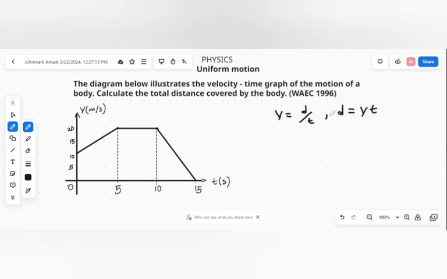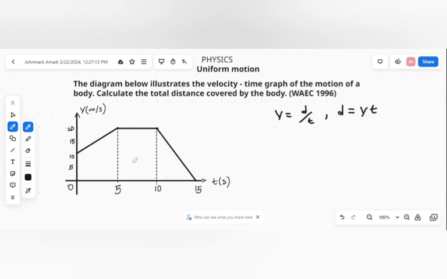So what am I driving at? What I'm trying to say is that the distance covered by the body is represented by the area of the shape formed by the graph. So the area under this graph will give you the total distance covered by the body. Now here is the task. How do we determine the area of this shape?